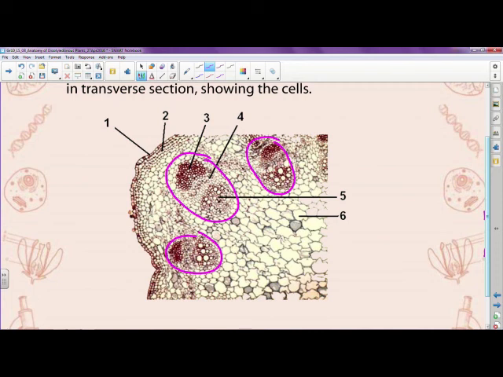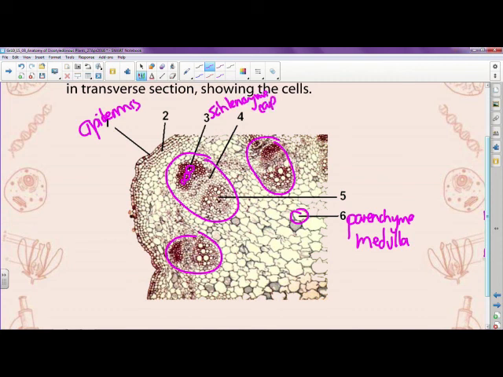Now, if I look here without looking at the questions, I can see they are asking me to label certain cells. Number one would always be easy because the one on the outside is always the epidermis. Okay? Number two, three, four, five. Number six should also be easy for me because it's the thin cells and there are so many of them. That is going to be my parenchyma. And it's in the center, so it's going to be my medulla or my pith. Now, if I look at my vascular bundle and at these cells, they are so thick. And I know that's going to be my sclerenchyma cap.